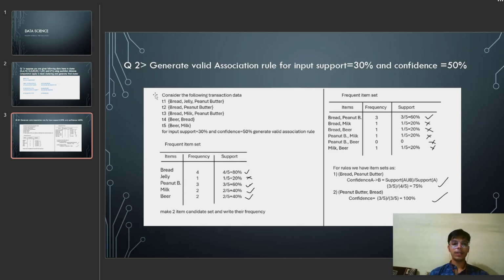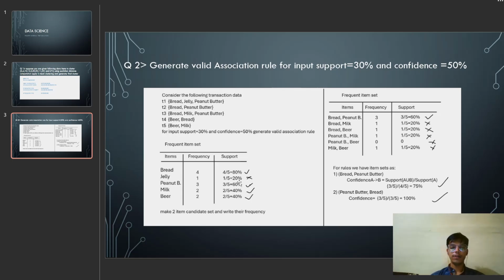And what is their frequency in the total 5 transactions? So we have seen that bread has come 4 times, the frequency of jelly is 1, of peanut butter is 3, frequency of milk is 2, and of beer is 2 as well. Now we will find the support. To find the support, we will divide their frequency by the total transactions, which is 5. So here 4 divided by 5 is 80%, and then we will do the same procedure for finding the support of other items as well.